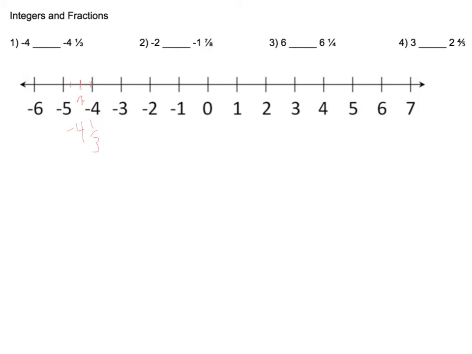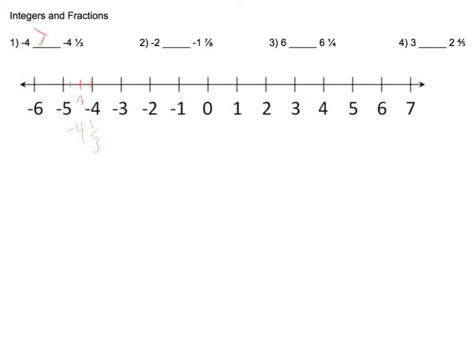So if that is -4 1/3, notice that that is further to the left, okay? It is further down the number line to the left side, which means it has to be lower than -4. So if you guys remember your alligator symbols from elementary school, the alligator is going to eat the larger number, so -4 is greater than -4 1/3.